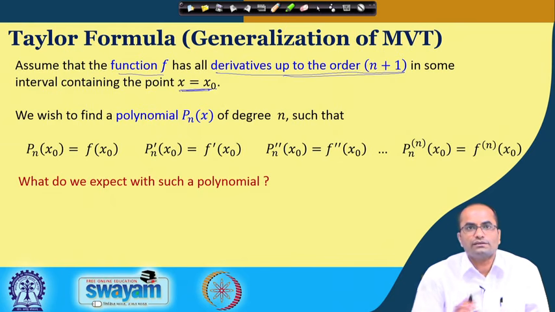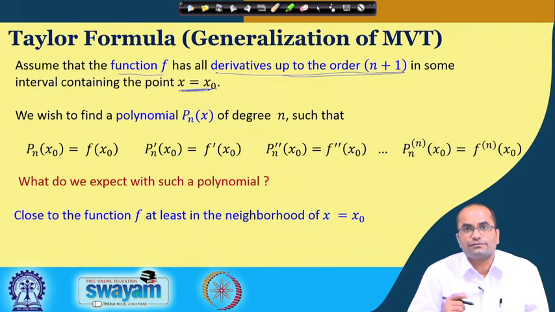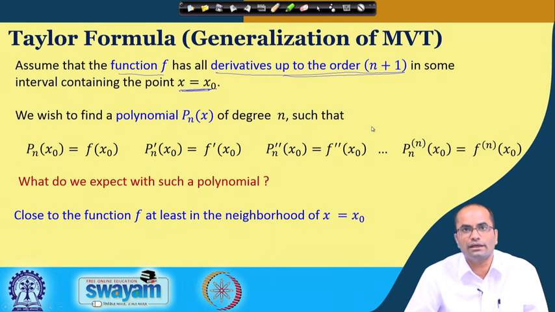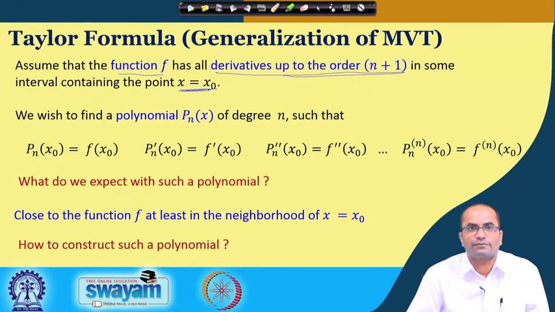We expect that such a polynomial, if we construct it, should be close to the function f. Naturally, at x 0 the function value is equal. So, at x 0 the derivatives up to order n are equal, but in general we also expect that because of these conditions this polynomial of degree n will in some form represent the function f. Now the question is how to construct such a polynomial.